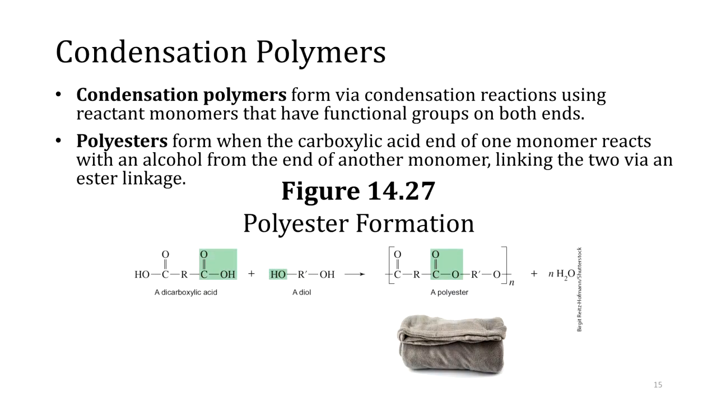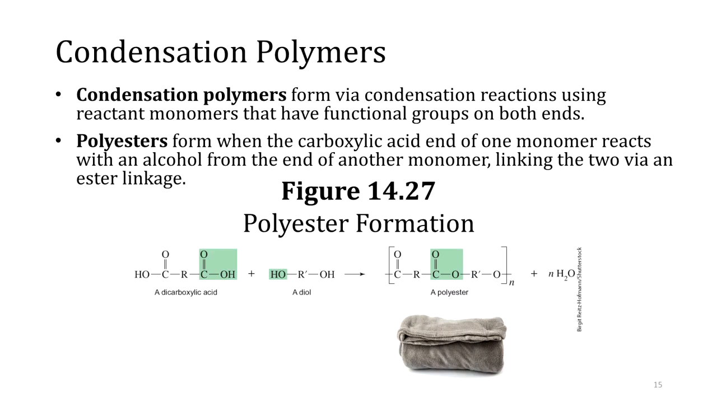So next we're going to look at some of these types of reactions as they relate to formation of polymers. Condensation polymers form by condensation reactions using reactant monomers that have functional groups on two ends of each molecule. Here's an example of something called polyester. You have polyester clothing or materials, and you've used polyesters very regularly. They're very important materials for people.